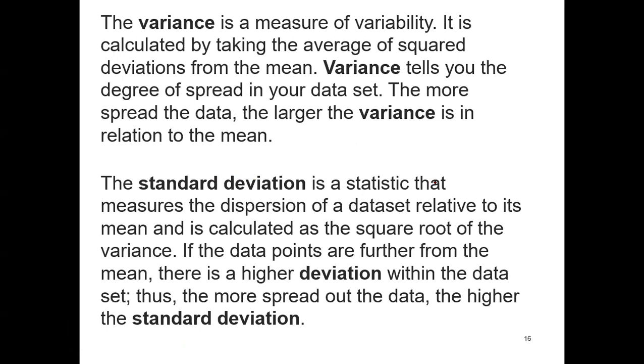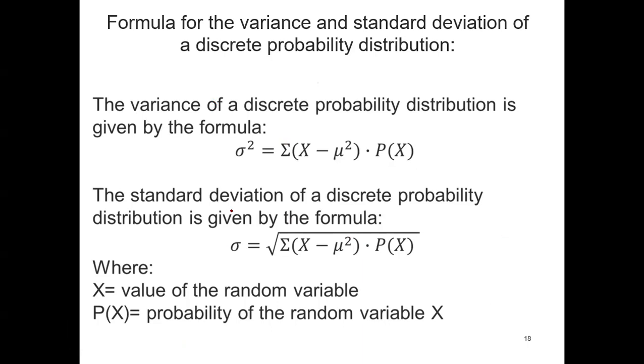The standard deviation is calculated as the square root of the variance. So we're going to take the square root of the variance. The square root applies to both sides, so therefore we can cancel the square on the variance.